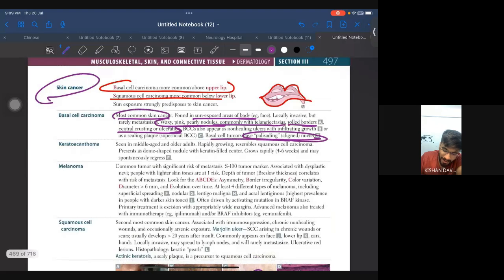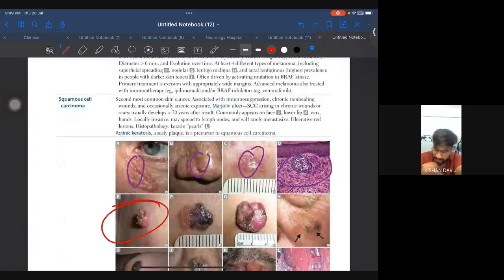Coming to keratoacanthoma. Middle-aged, older adults, rapidly growing, resembles squamous cell carcinoma. Dome-shaped nodule with keratin-filled center. This line is very important. Dome-shaped nodule with keratin-filled center. Okay, and this is what it will look like. Dome-shaped with keratin.